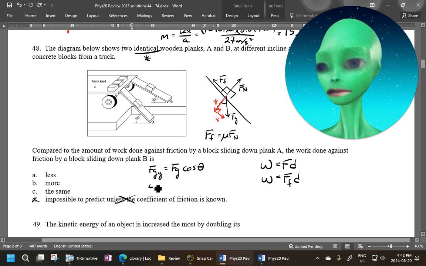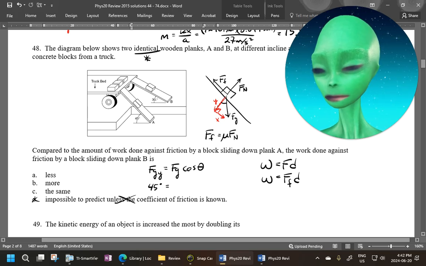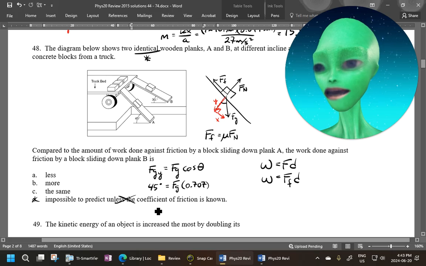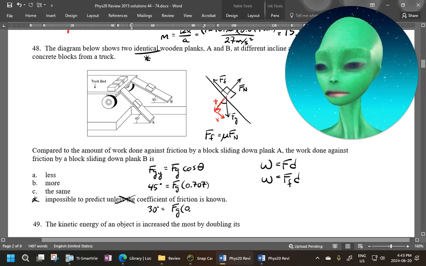So at the 45 degrees, this is going to be cos 45, so 0.707 times whatever, right? Let's just write this down, 0.707. And then at the 30 degrees, it's going to be 0.8 something, right? Remember, cos 30 is 0.866.